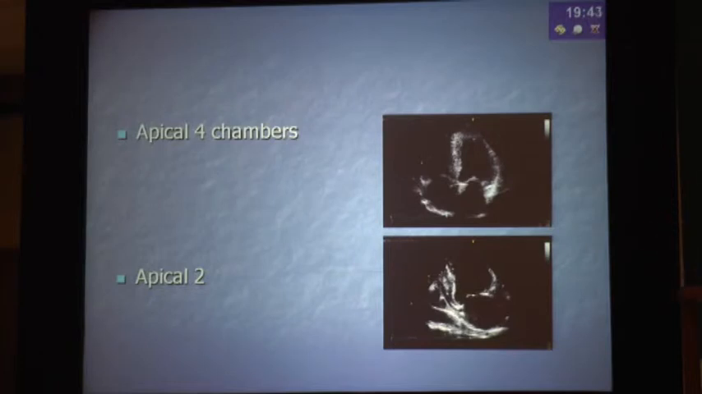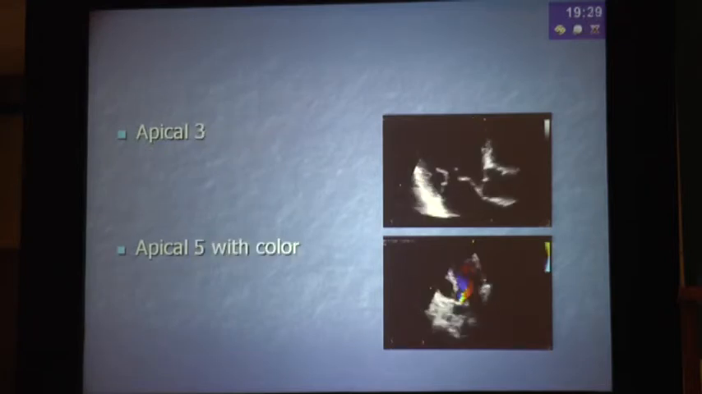We call this the cardiac surgeon's view because mostly cardiac surgeons don't understand more than this. So whatever information you need to give them, you give this through this view, in which you can visualize all four chambers of the heart. And apical two-chamber view, in which we see the LA and the LV.